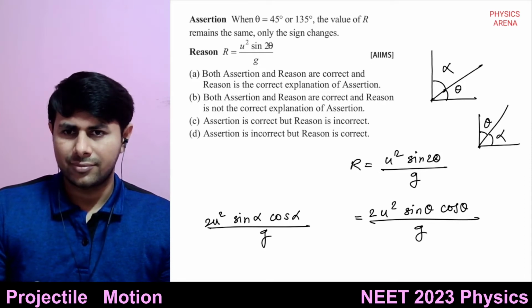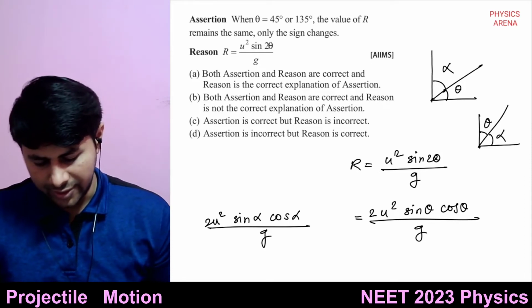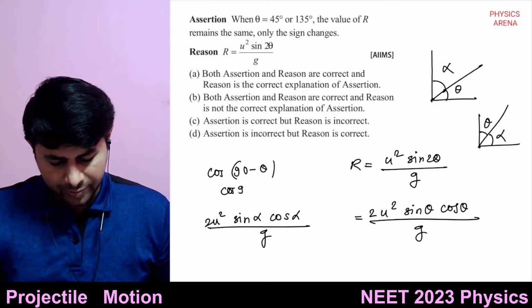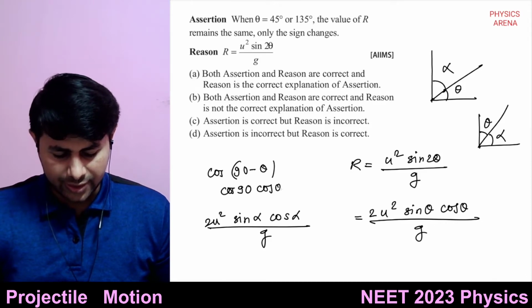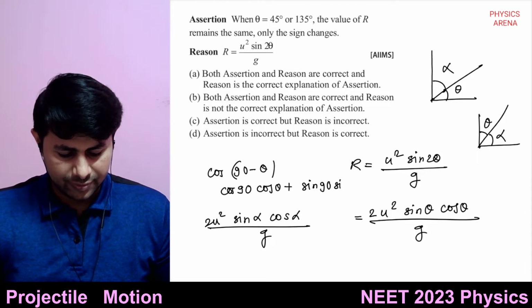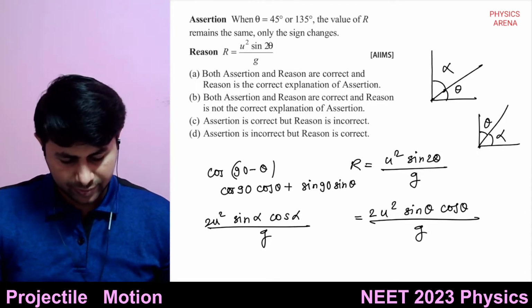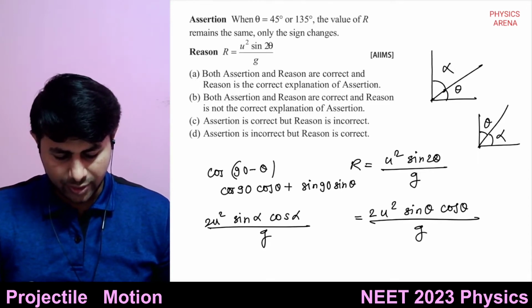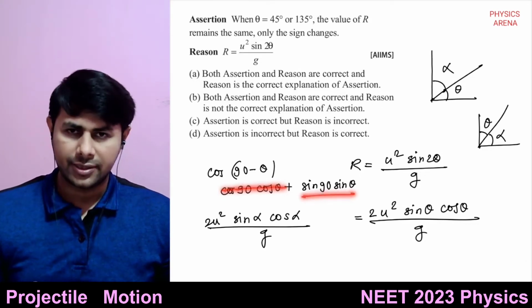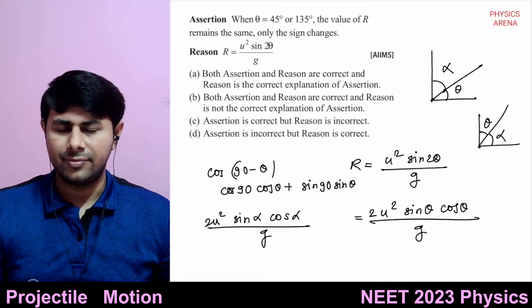Cos of 90 minus theta? It is cos A cos B, so cos 90 cos theta plus sin 90 sin theta. Is this formula correct? Cos 90 is 0, so this is 0. Sin 90 is 1, so it is sin theta.